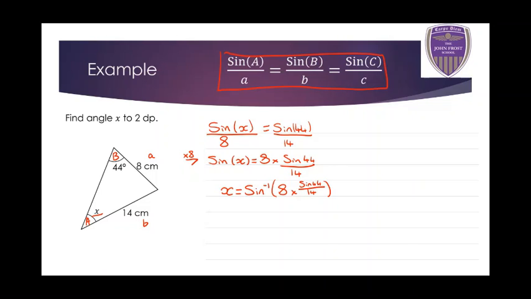So that's why in our calculators, we type in all the numbers without pressing the equal sign at all. We only press equals once we've written in sine minus 1, brackets, 8 times sine 44 over 14. So don't solve what's in the bracket first. Make sure you type all this in your calculator. And then once you press equals, you should find that for this question, x is equal to 23.39 degrees. Okay, let's have a look at another example.